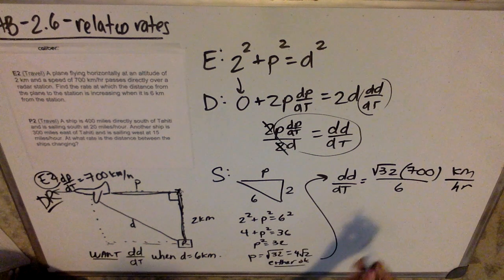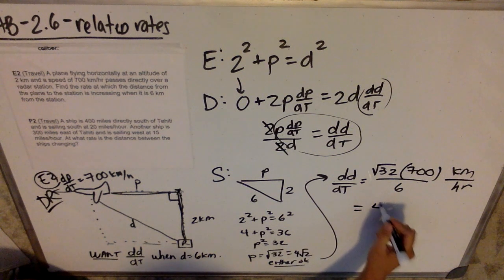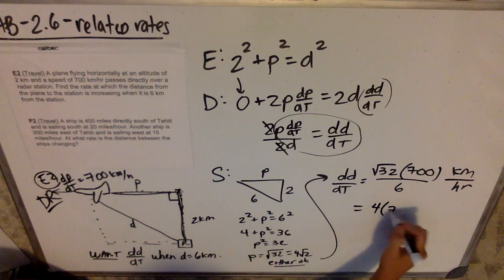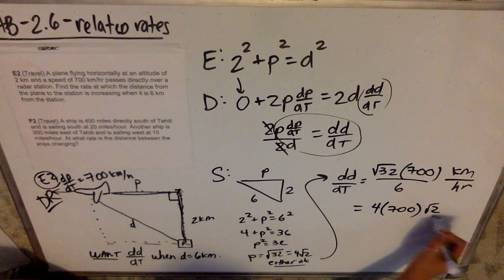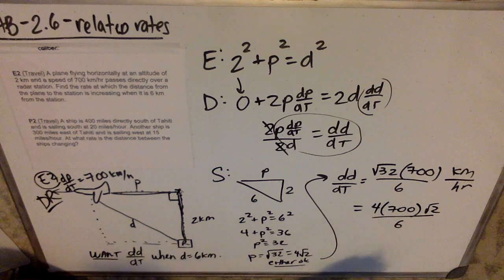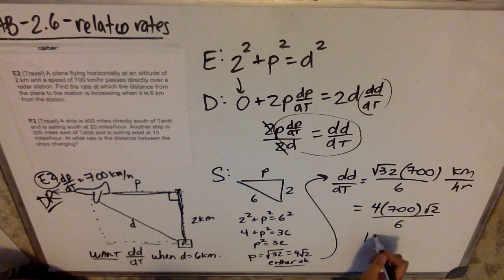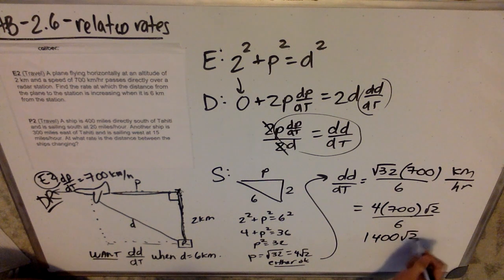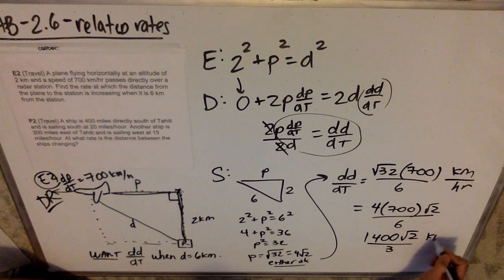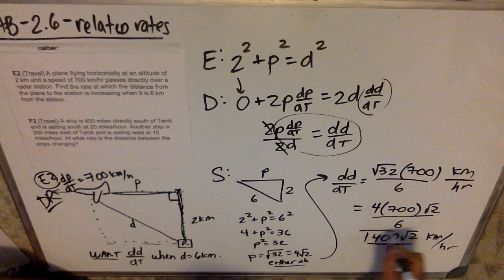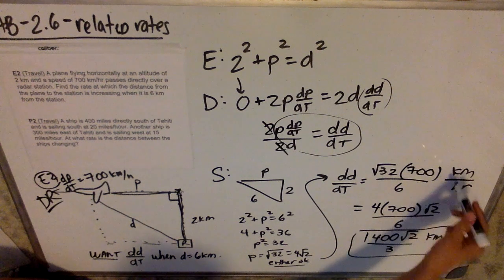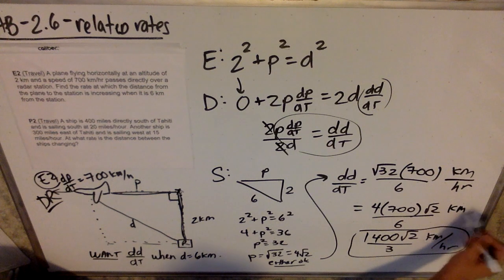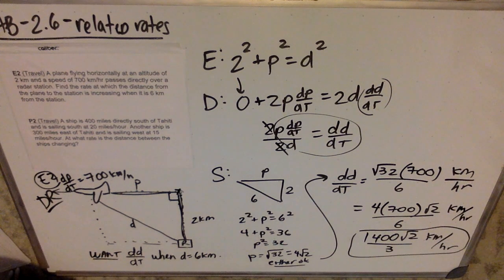I would suggest that it's more likely that you're going to see this as the 4 times the 700 times the root 2 all over 6, and that they're probably going to cancel a 2 out of that. So what you're probably going to see is 1400 root 2 all over 3 kilometers per hour. Now, that said, it was a right answer up here, right? As long as you have the units, it was a right answer the whole way down here, right?